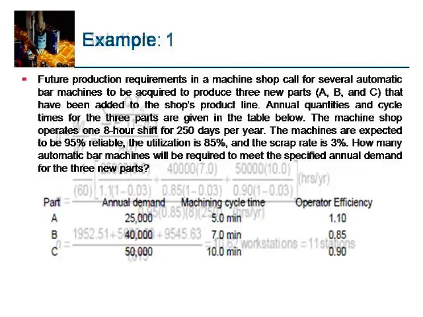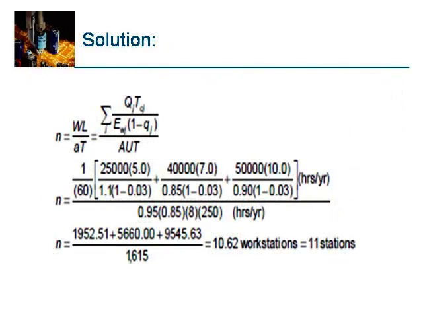And we can now calculate N is equal to WL by AT, as set by the formula, which is here. We can calculate N by substituting all the values given there, and we get 10.6, but the 10.6 is rounded up to 11 workstations.